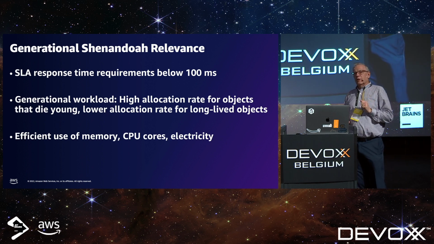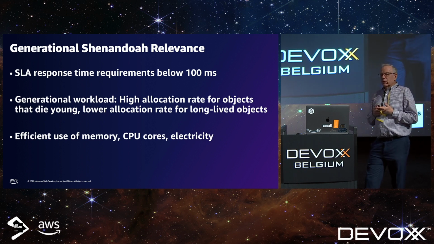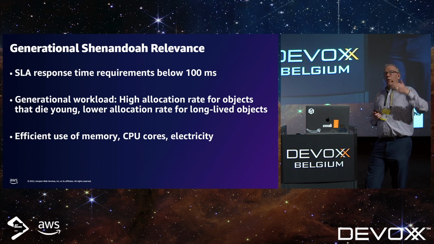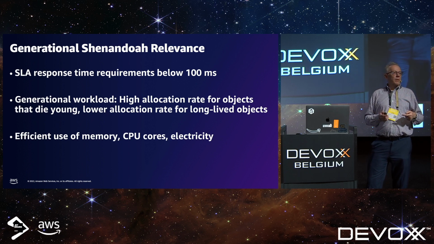Make sure people understand that Generational Shenandoah, while we can provide guarantees of 1 or 2 millisecond pause times, any service that values response times below 100 milliseconds is probably an ideal candidate for something like this technology. You don't have a lot of other options.